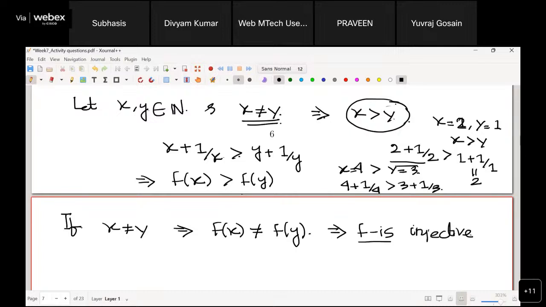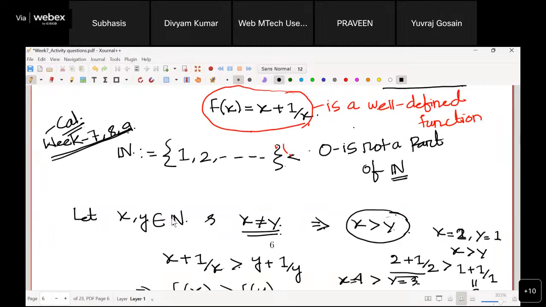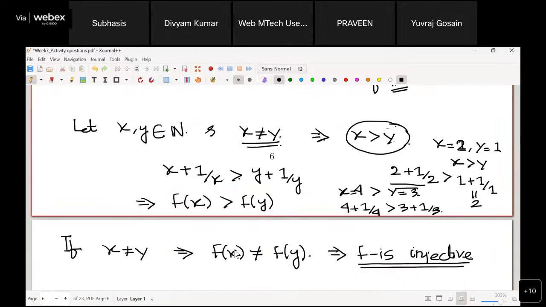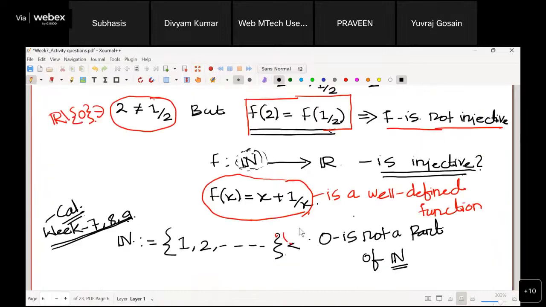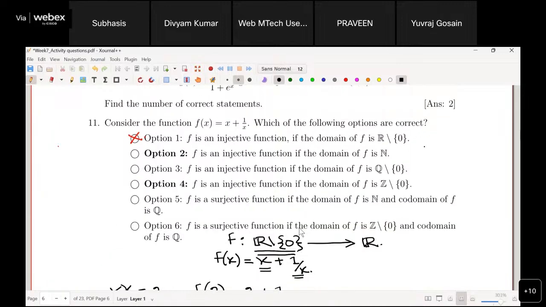So what did we prove? If x is not equal to y, then f of x is not equal to f of y. That means two distinct inputs will always have distinct outputs. So my function is injective, and this proves that option 2 is correct.